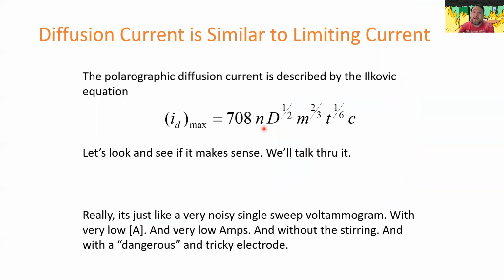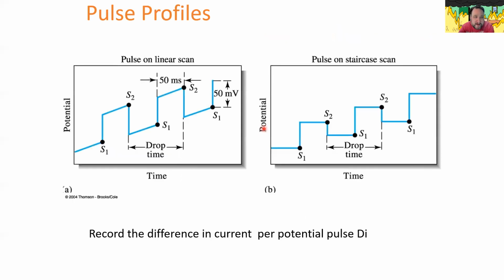Your polarography experiments look like a very noisy single sweep voltammogram. You've got a very low current with a low concentration, and you don't do any stirring, and you work with a dangerous and tricky electrode. So it's very similar to single sweep, only your concentrations are lower, but it comes at a cost of working with a difficult electrode and working with very, very low amps. So why in the world would you ever want to do this? We will talk about that in about 3 slides.